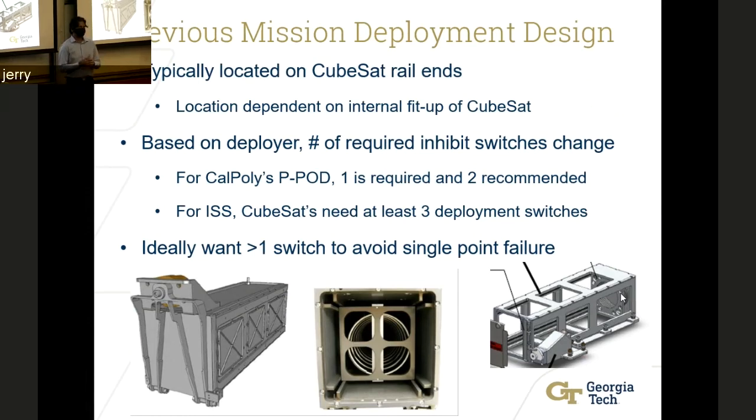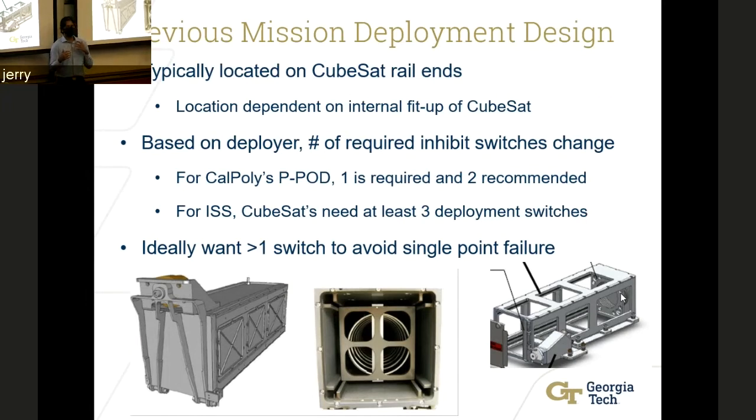The other location where these switches could be located is along the rails, so along the sides of the CubeSat. These are usually lever switches or roller switches or simulated roller switches, which are like lever switches with a curve on them. And they usually are depressed against the walls of the pod instead of other CubeSats.